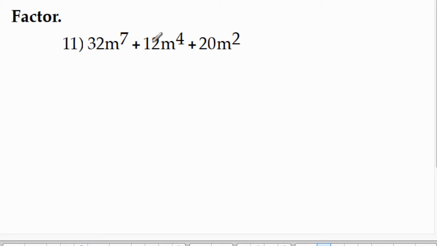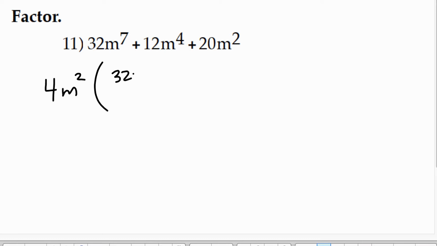Okay, next one. Oh, this one says to factor. So when you factor anything, what you first want to do is look for a common number or letters that will divide evenly into all of these. It looks like 4 will go into all of them, and it looks like m squared is the most I can take out. So I'm going to factor out 4m squared.